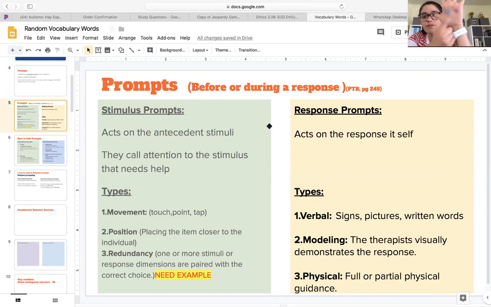In all three of these, I moved the stimulus. So let's start again. Let me ask you a question. I'm going to give you a stimulus prompt, and you're going to tell me which type of prompt I'm doing. What is that one? Movement, position, or redundancy?